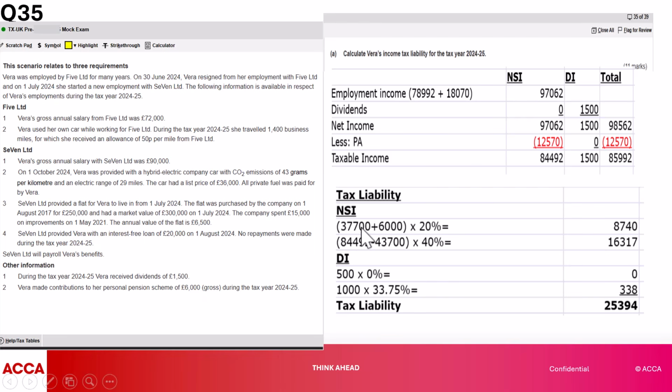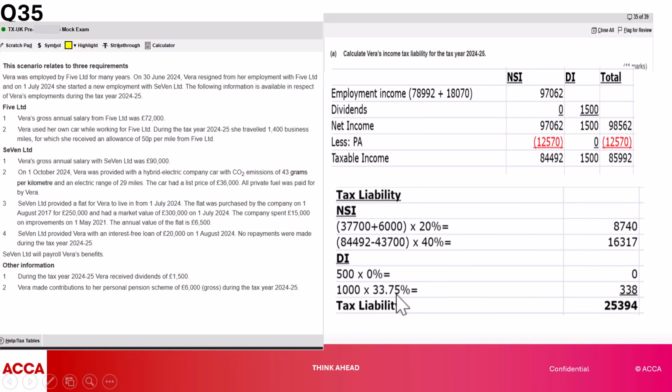So we expand the band rates, and we only expand the basic rates because the total taxable income does not go past the higher rate figure. So we expand here, that's 37,700 plus 6,000, you'll get 43,700. You multiply that by 20%, and then you find the excess at 40%. Now with dividend income, the first 500 of dividends is taxed at 0 because it's considered under the dividend nil rate band. So that's what we've done there. Then we multiply the excess of 1,000 because out of the 1,500, we've already taxed 500 at 0. So the excess of 1,000 is going to be multiplied at the higher rate of 33.75%.